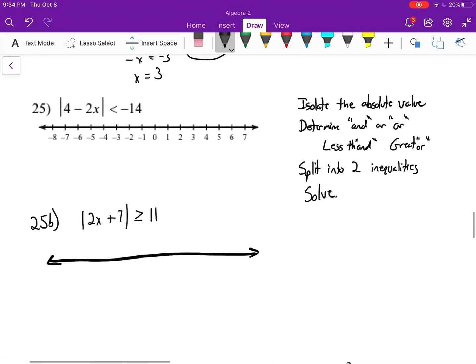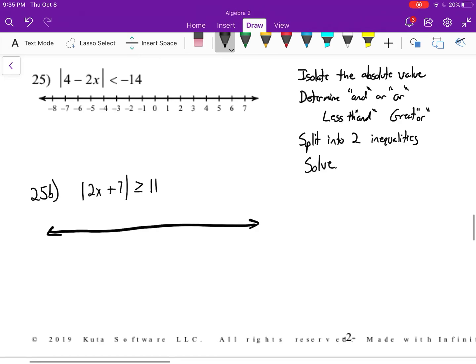The next section involves solving absolute value inequalities, very much like solving absolute value equations, but there are a couple extras in here. So I wrote out the steps. They look like solving absolute value equations. You want to isolate the absolute value. This part is the new part.